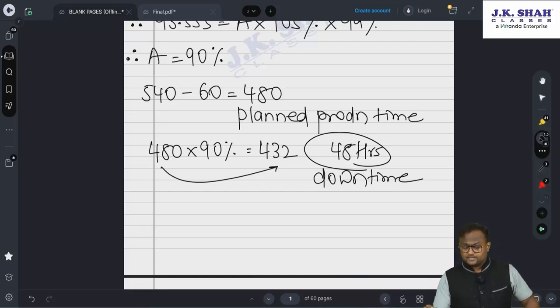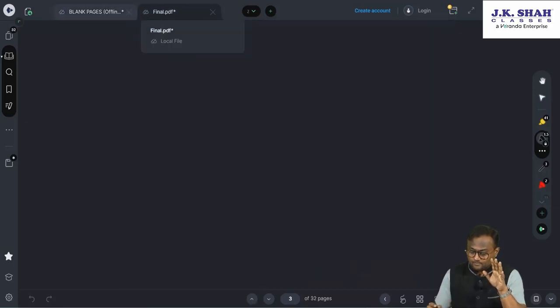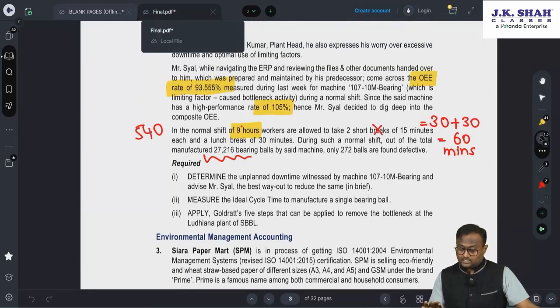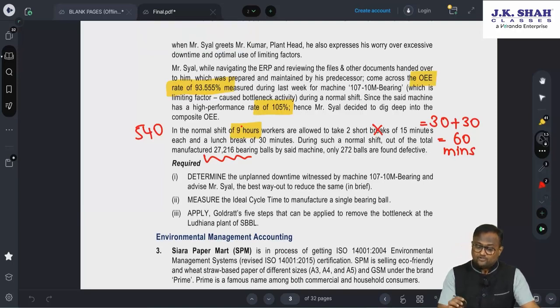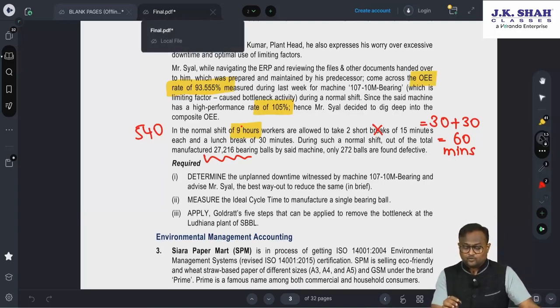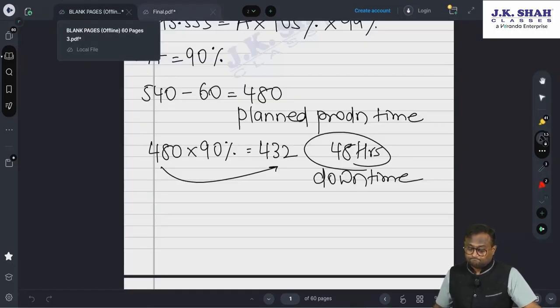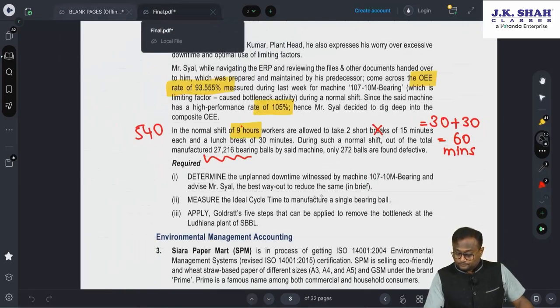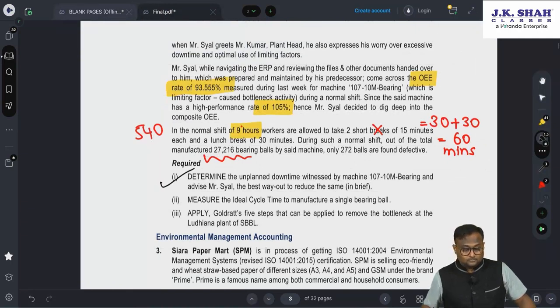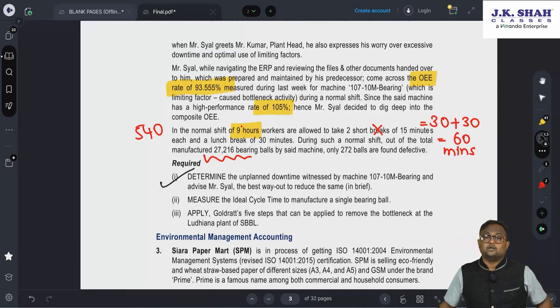You understood what I said? There are total 540 minutes, 9 hours. Out of that, 60 is unavoidable. So available time is 480, but I know I am not going to use 100% of it. If the availability ratio is 90%, that means 10% is allowed downtime, which is 48. So that's my answer for part number one.